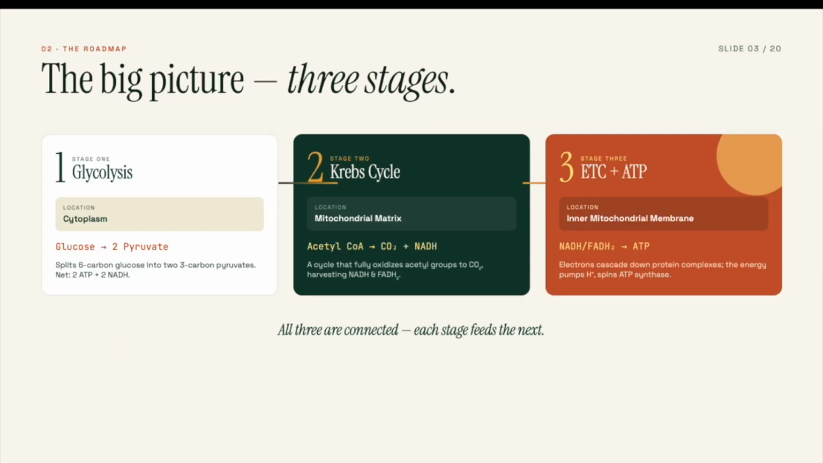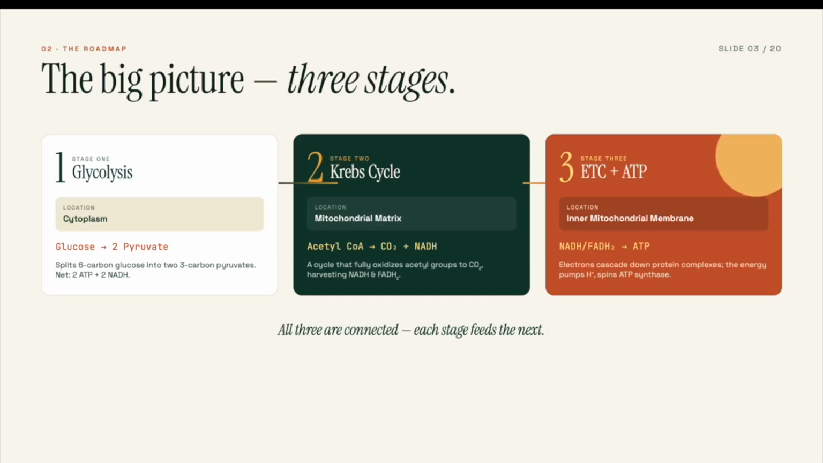Now, before we go deep into the biochemistry, let me give you the big picture. Cellular respiration happens in three major stages. Stage 1, glycolysis. This happens in the cytoplasm. Glucose gets split into two molecules of pyruvate. Stage 2, the Krebs cycle, also called TCA cycle. This happens inside the mitochondrial matrix. Here, the carbon atoms are stripped away as CO2 and electron carriers like NADH are loaded up.